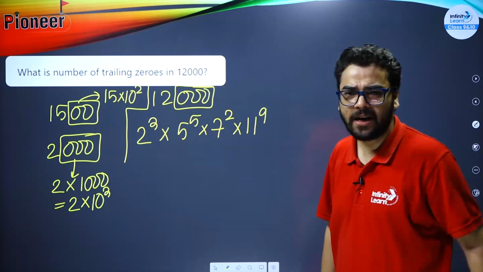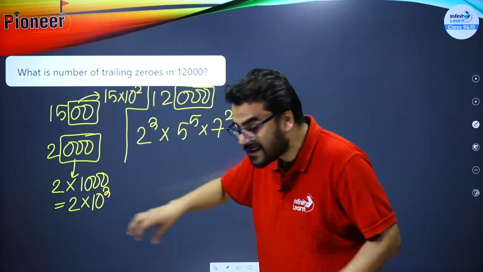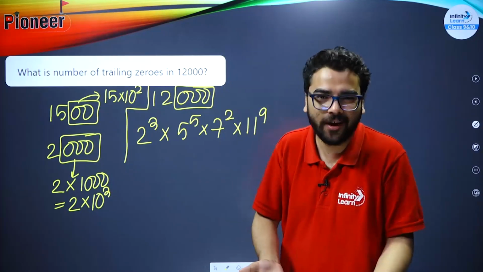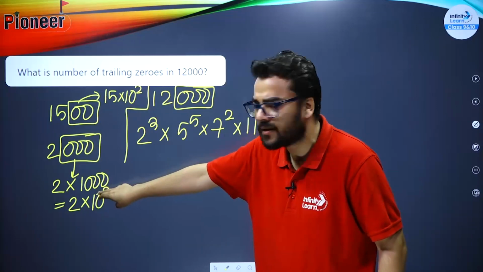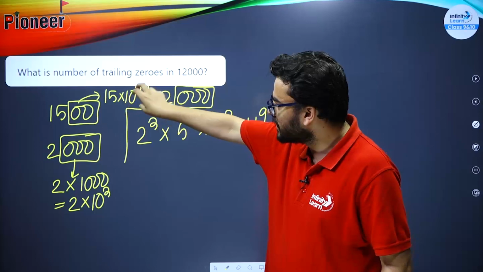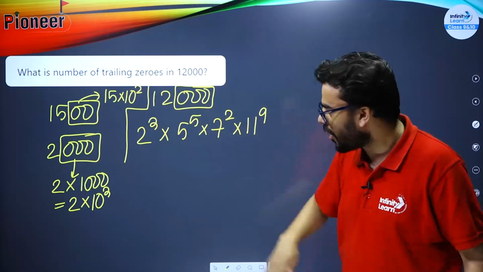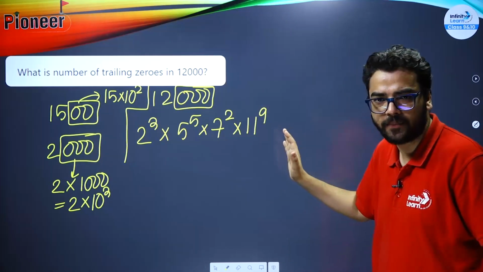So what does it mean? That number of trailing zeros means the maximum number of tens which you can form. For example, you see 10 cube is there, so 3 trailing zeros are there. Maximum I'm talking about. And over here 10 square is there, so 2 trailing zeros are there. So you have to decide how many maximum tens you can form over here, right?